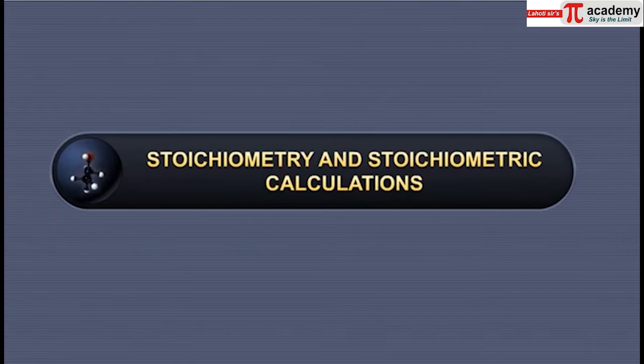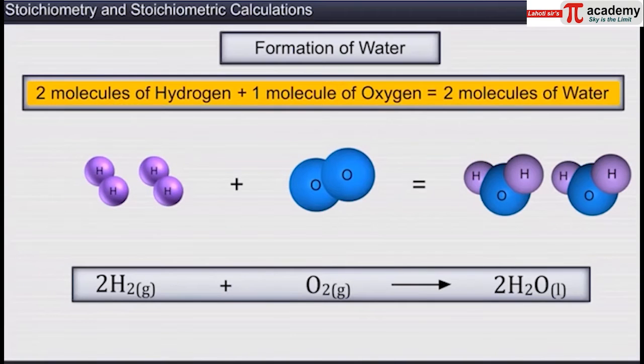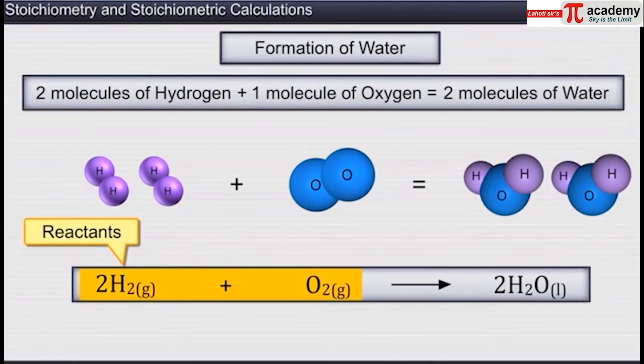In this module, we will learn about stoichiometry and stoichiometric calculations. We know that chemical reactions can be illustrated through a chemical equation. A chemical equation can be divided into two parts. The reactants appear on the left side of the equation. In this reaction, hydrogen and oxygen are reactants. The products appear on the right side of the equation. In this example, water is the product.